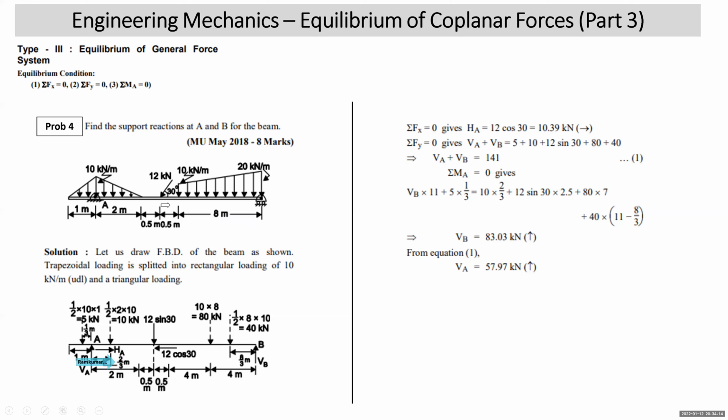Now this is finished. Now come here, 12 kilonewton. 12 kilonewton is inclined at 30 degree. You need to resolve it. 12 sin 30 downward and 12 cos 30 to the left. Finished. Now come here, this distance is 8 meter.